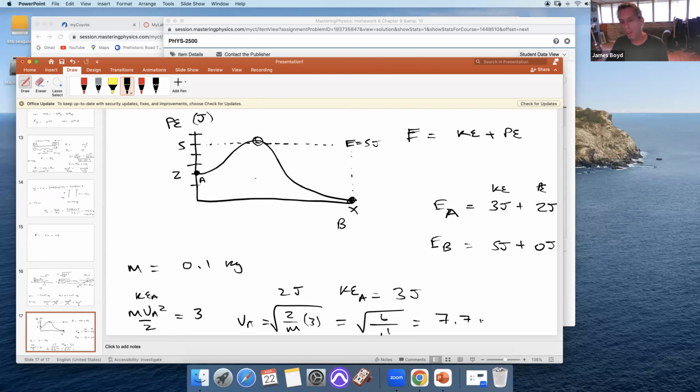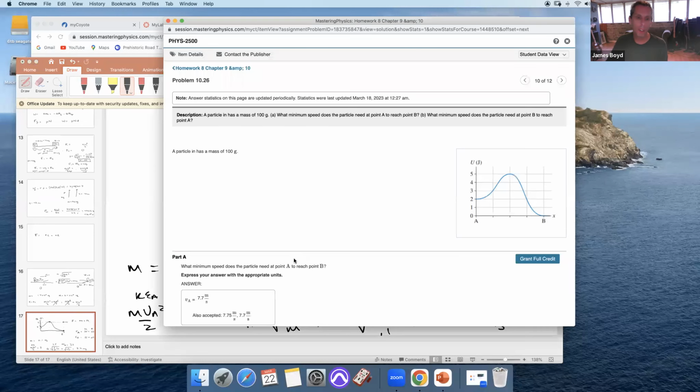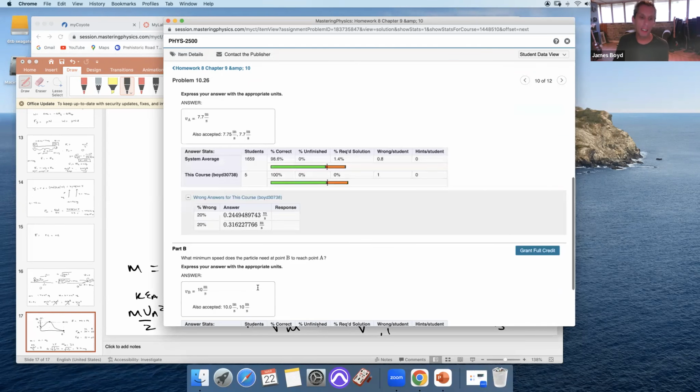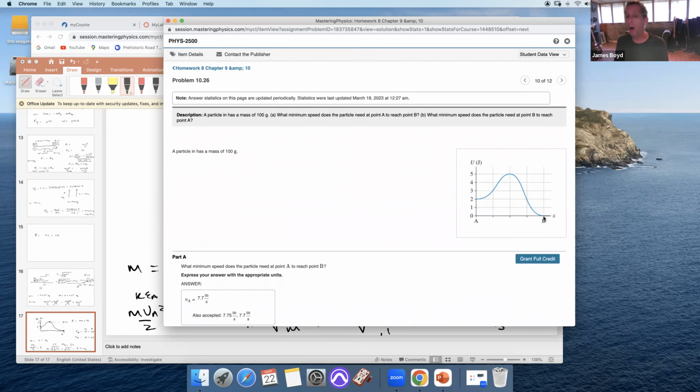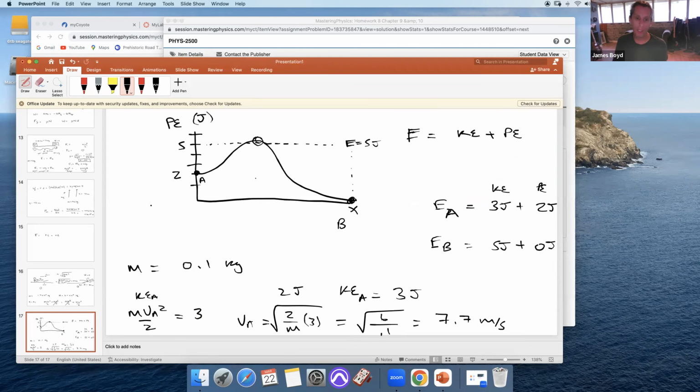7.7 meters per second. Okay. Then, what minimum speed does it need to have at B? Well, at B, all of its kinetic energy had better be equal to 5 joules, so it can get over that hill. So mVB squared over 2 has to equal 5 joules. And again, VB is equal to the square root of 2 times 5 over m, or 10 divided by 0.1, which is 100. So this would be 10 meters per second.